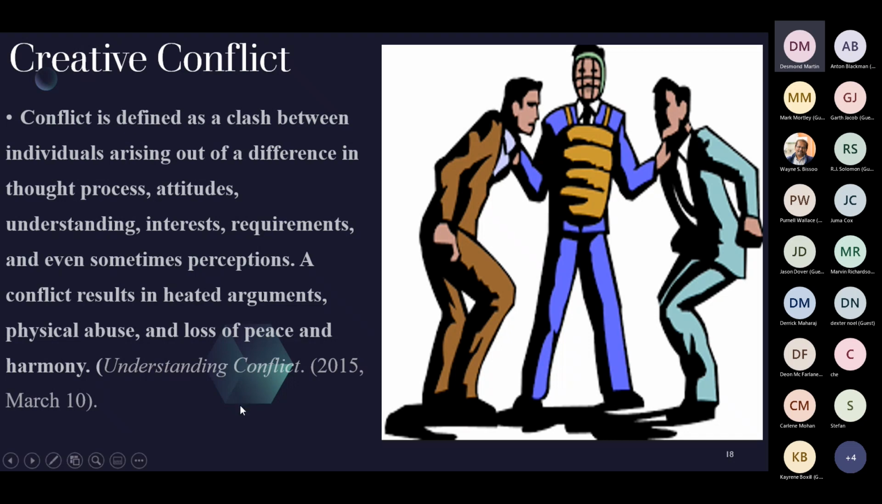And here we have a little definition. It says conflict is defined as a clash between individuals arising out of a difference in thought process, attitudes, understanding, interests, requirements, and even sometimes perceptions. A conflict results in heated arguments, physical abuse, and loss of peace and harmony.